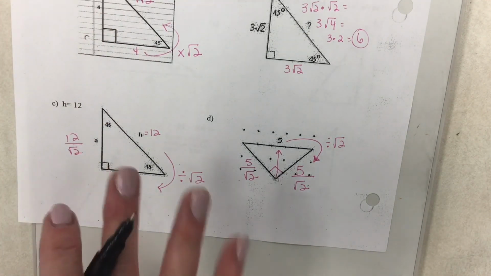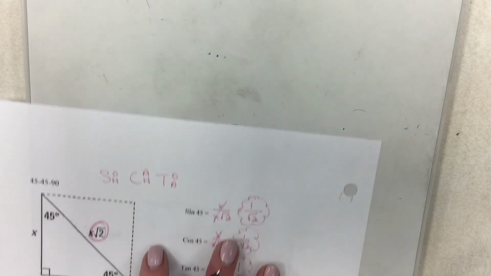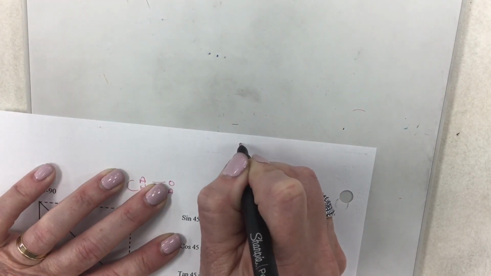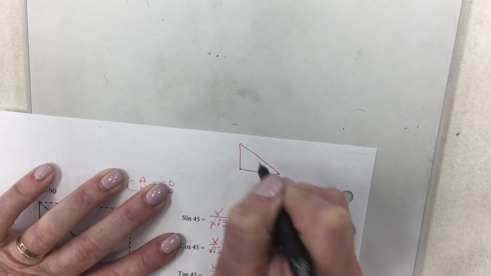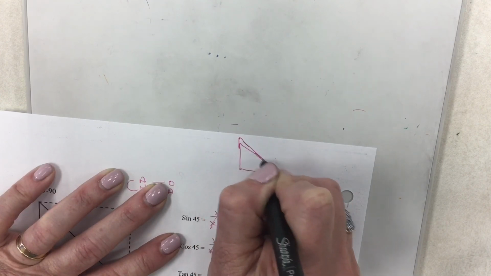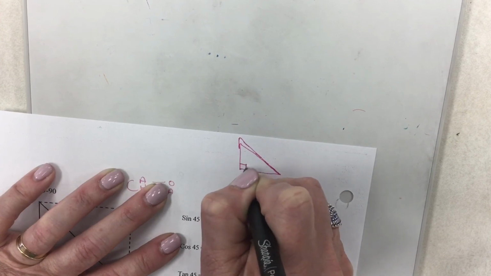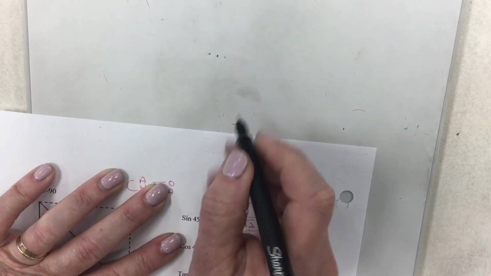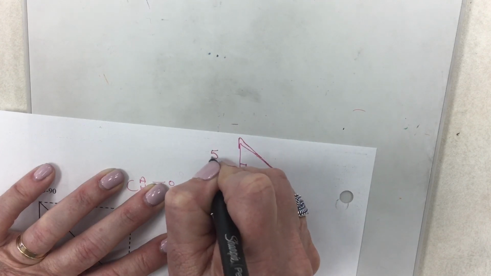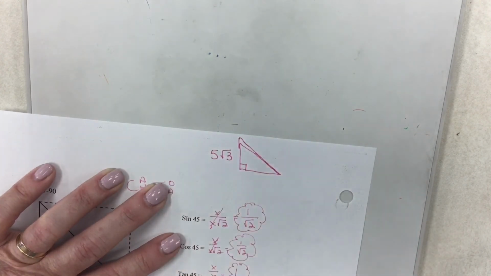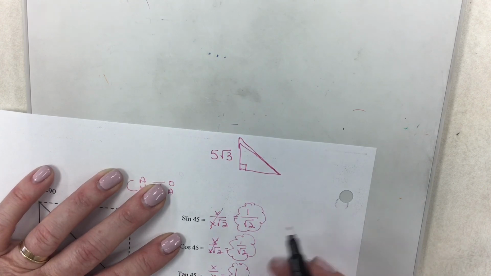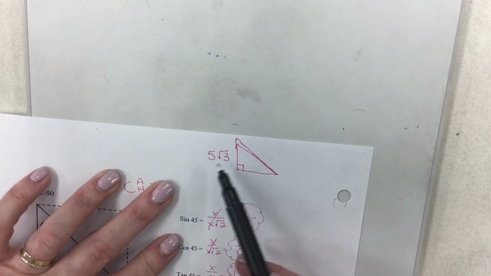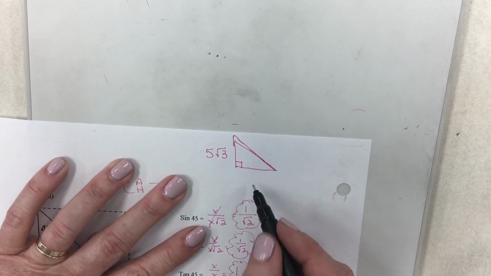Up at this very top, you've got a little spot. That's perfect for another example. Oh, that's an awful perfect right triangle, but we're going to make it work. Okay, let's say I've got 5 root 3. And we're to find all the sides of the triangle. I have 5 root 3. What's this side going to be?